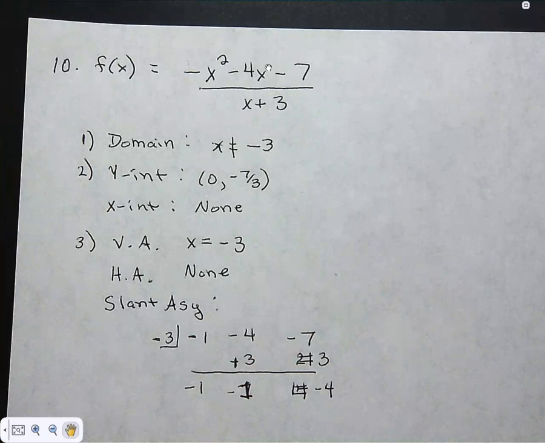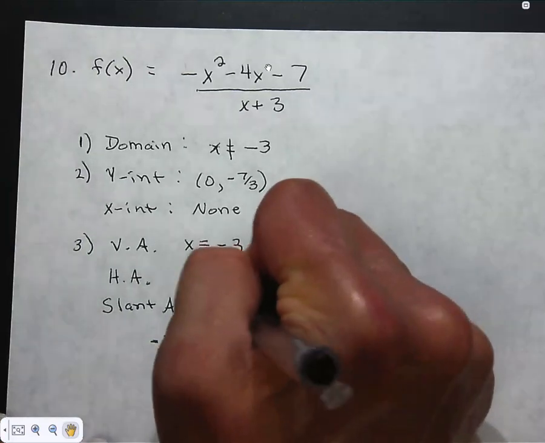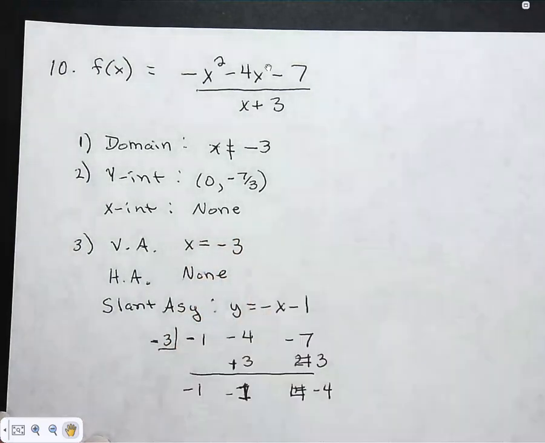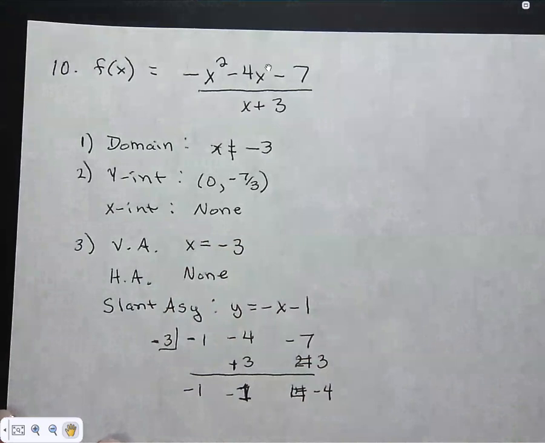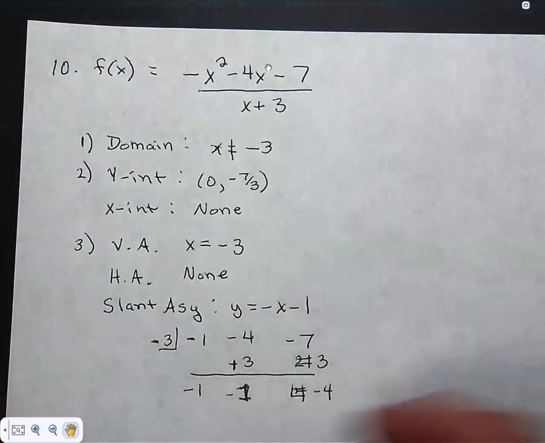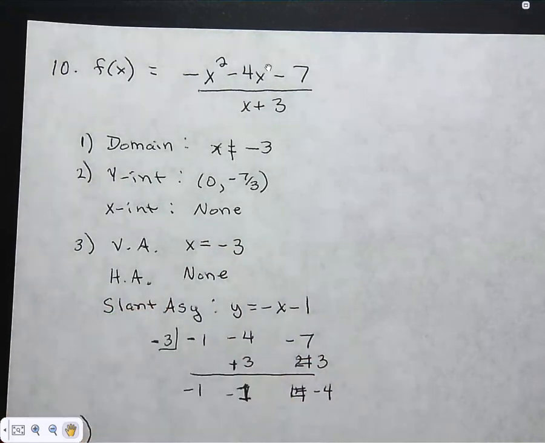So what's my slant asymptote? Y equals -x. These are the coefficients of my quotient. -1x minus 1. So I have one vertical asymptote and one slant asymptote. That's number 3. Number 4 starts the calculus.